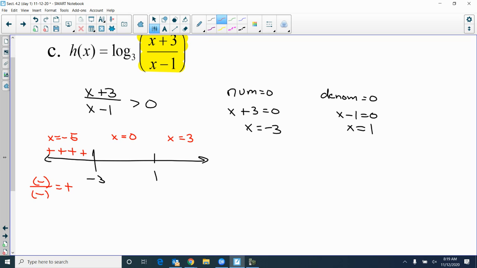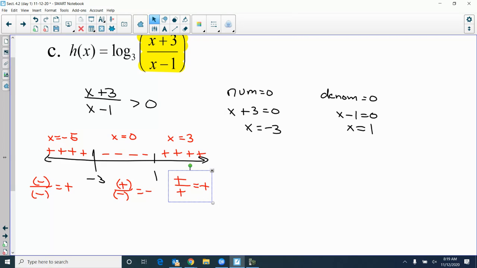0 plus 3 is a positive. 0 minus 1 is a negative. Positive divided by negative is a negative. So everything here is a negative. In the last case, when I plug in 3, 3 plus 3 is a positive. 3 minus 1 is a positive. So I got all that. So right there, I get those two intervals.